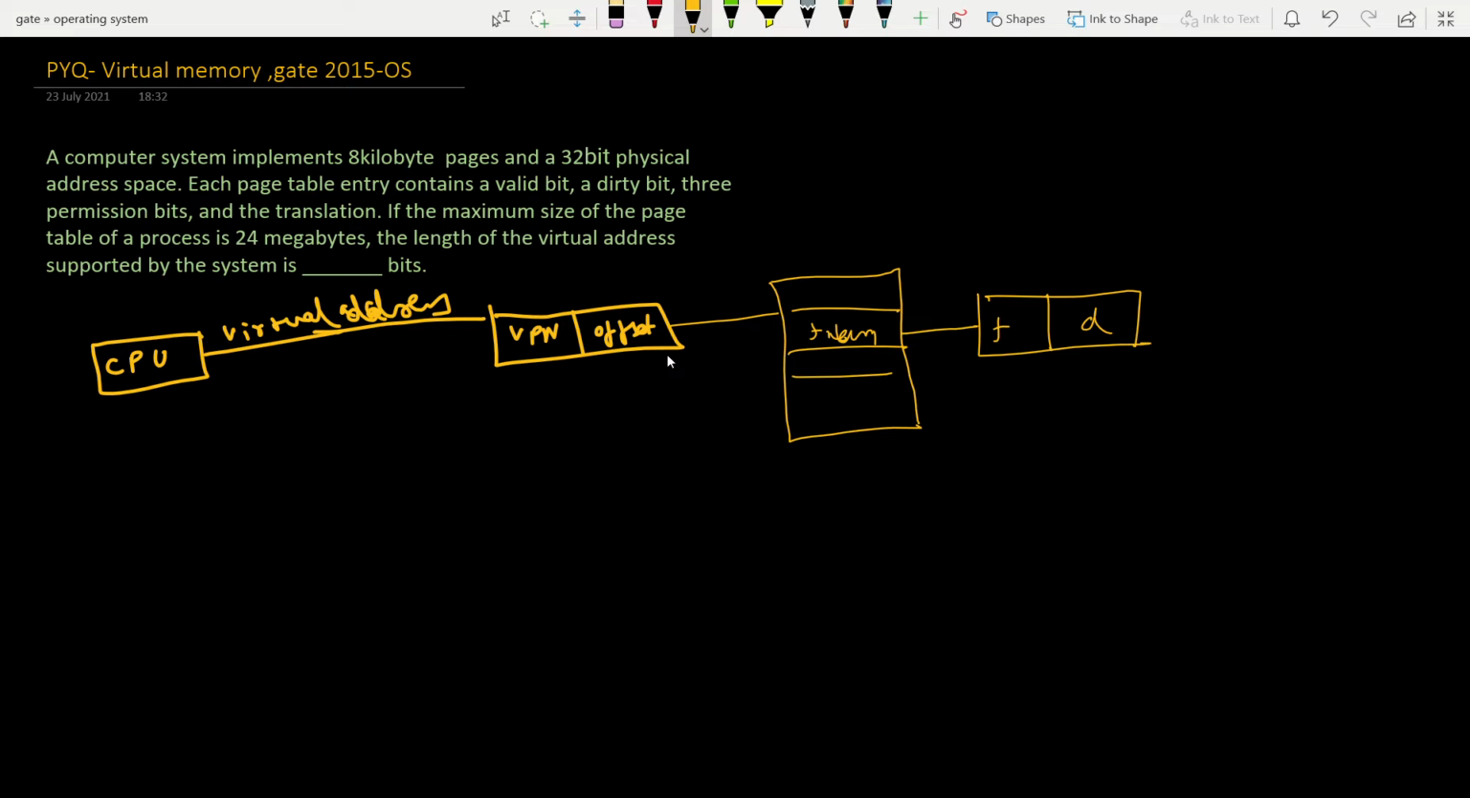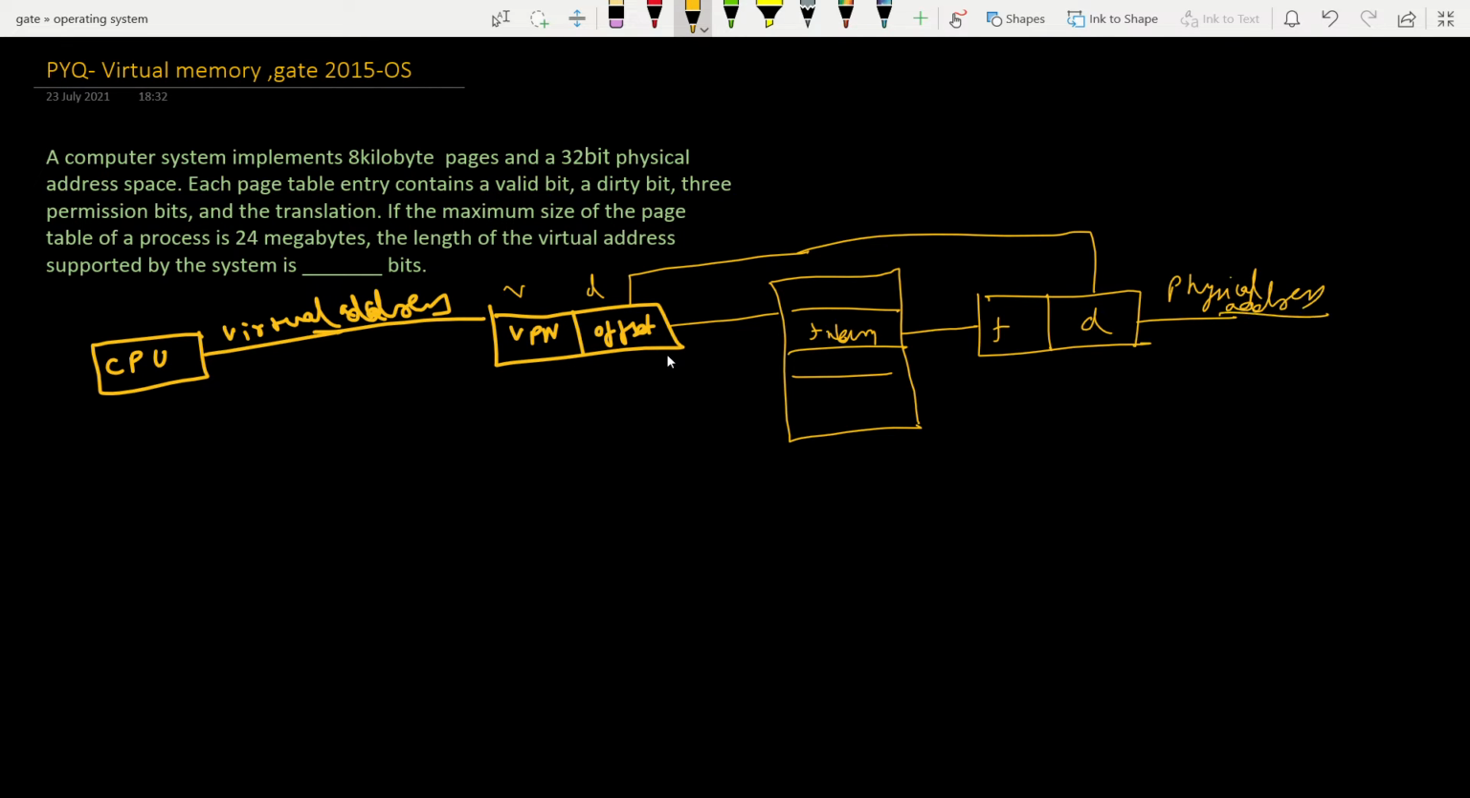I'll represent the offset with D, and let us give a short notation for this as well, V. So this offset will be copied as it is to the physical memory address space. For each virtual page number we got the frame number address, and from this we got this part of the physical address, and the offset, that is D, will be copied as it is into this. So we have this physical address here.